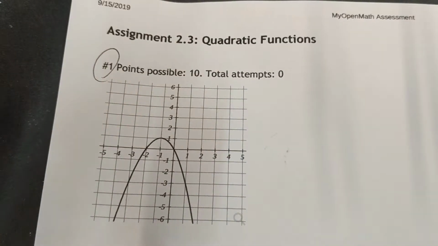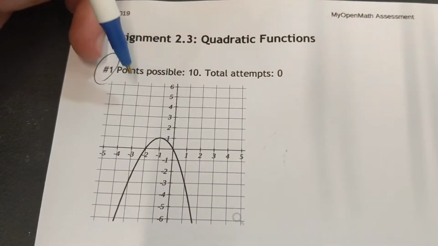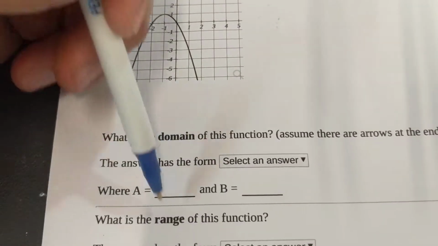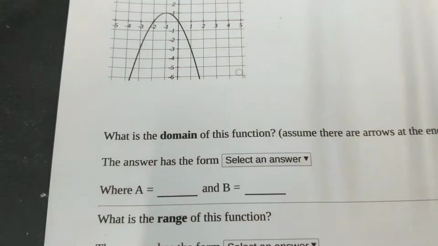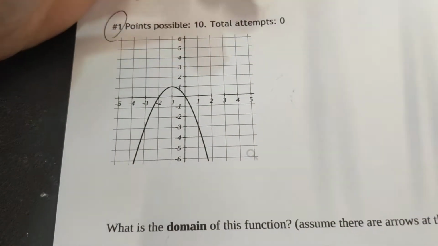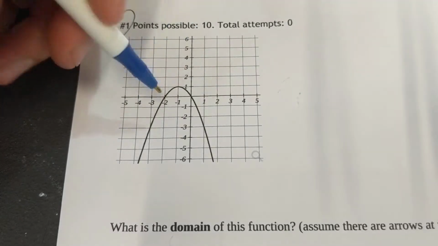So 2.3, here's thoughts on 2.3. Okay, we have a picture, we have to do the domain. We just have to tell what the domain and the range are, and then we'll talk about intervals on which this is decreasing and increasing. So real quick, my take on this one is domain of such a thing.